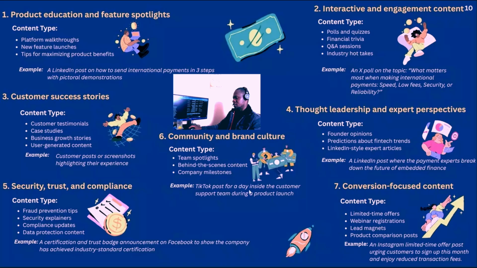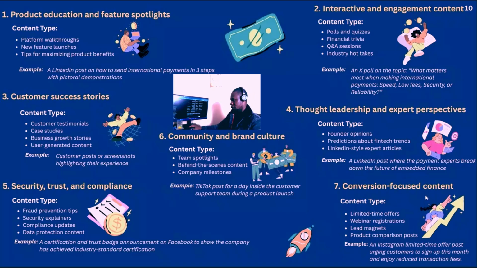The next content pillar will be community and brand culture. This is important in showcasing your business as a community responsible business, one that is concerned about what is going on in its surroundings and environment. Types of content you can publish here include team spotlights, behind the scenes content, and company milestones. This can be something like a TikTok post of a day inside the customer support team during a product launch. It's a way to show how your business engages with the community around it, and how you as a company also have a human side, so that people can relate with you much more closely and easily.